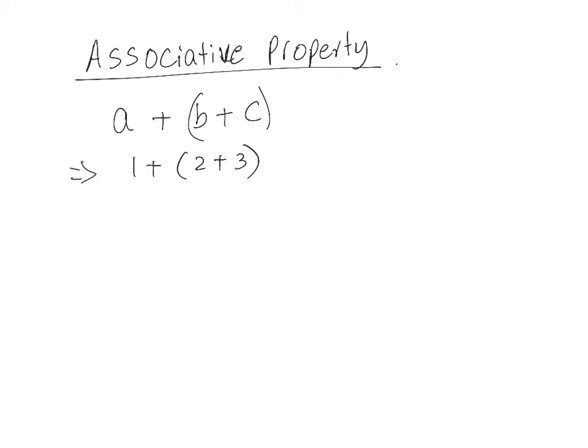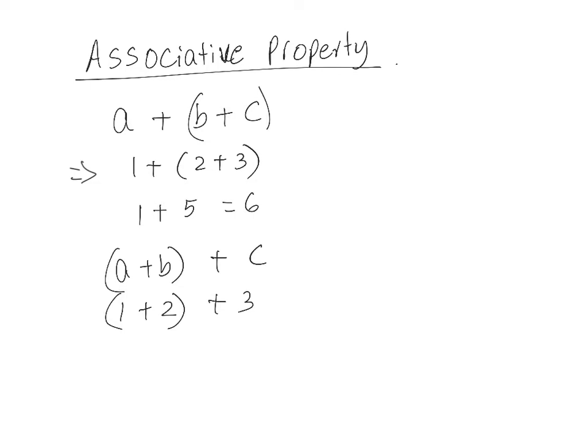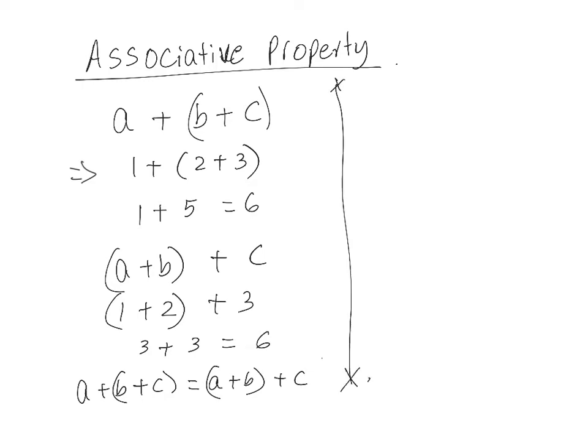So using PEMDAS, I've got to solve the parentheses first. So it's grouping. I end up getting 6, right? Now, what if I put the parentheses over here? Will it give me the same response? Let's check. So 3 is in the parentheses and you've got a 3 outside, so both of them add up to 6. So basically in the associative property, A plus B plus C, wherever you put the parentheses, it solves the same way. Okay?